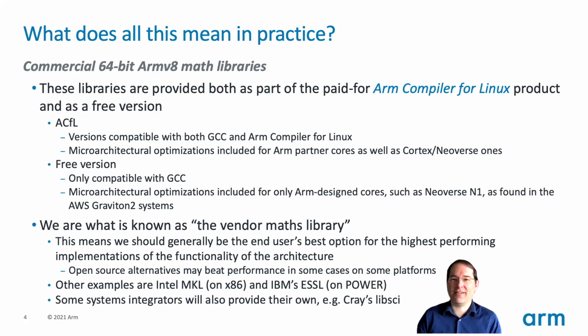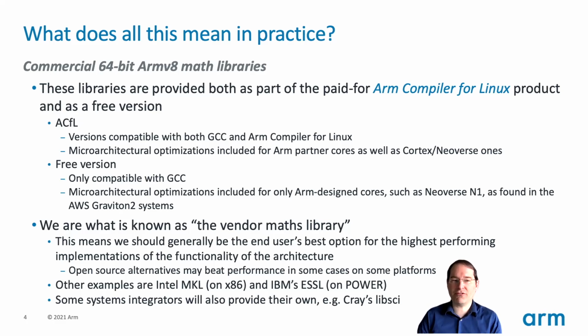Going into slightly more detail then, what does it mean to say that we're the vendor math library here? So first of all, we provide two different versions. One is a commercially supported one, so a paid for product, which comes as part of ARM Allinea Studio in ARM Compiler for Linux. So this is an LLVM based compiler with integration for ARM performance libraries as well. With that suite, you get both GCC and ARM Compiler for Linux optimized versions of the ARM performance libraries. And you get microarchitectural tunings for all different ARM and partner cores used across HPC systems.